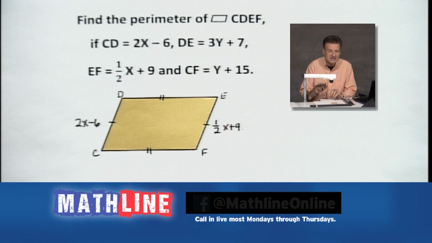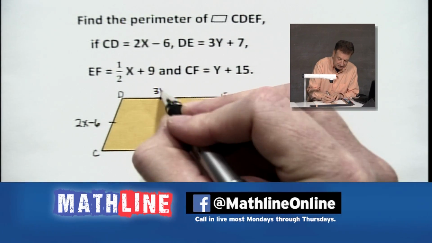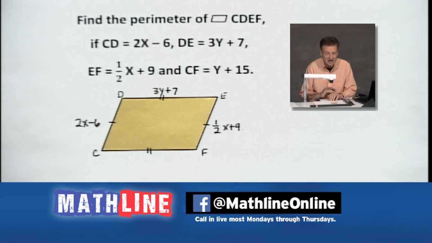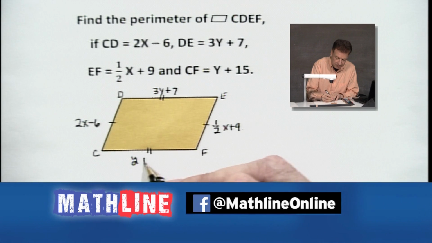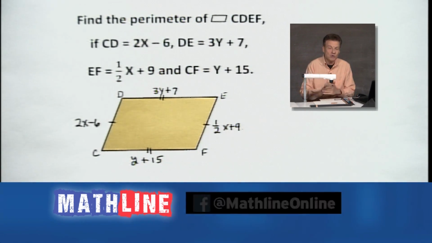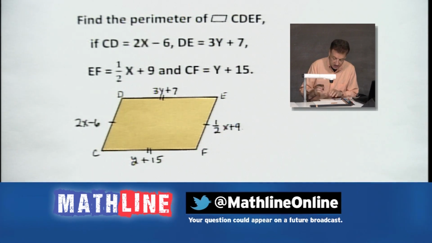Now, we're going to play the same game here with DE running across the top. We'll put a 3y plus 7 right up there on the top. And down here underneath, how about y plus 15. Now, we need two equations. We need two equations. All right, so let's go with it.